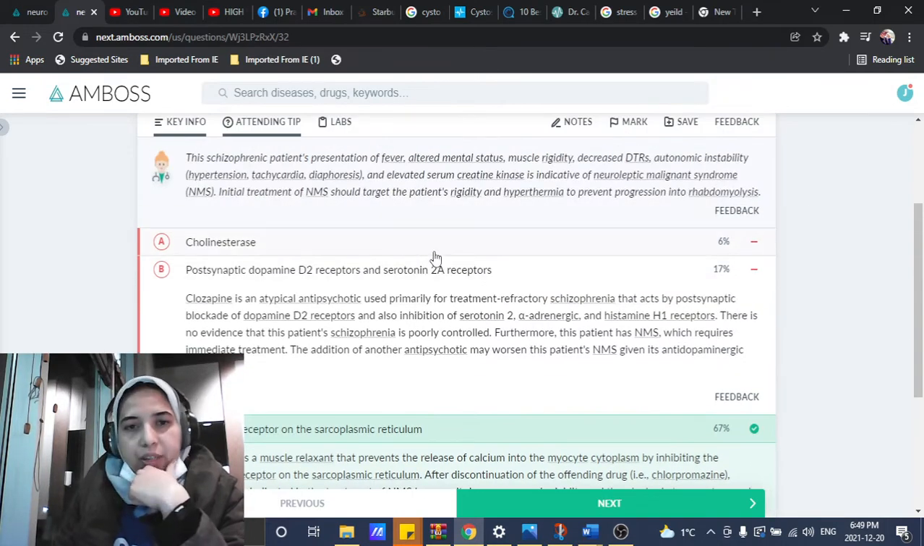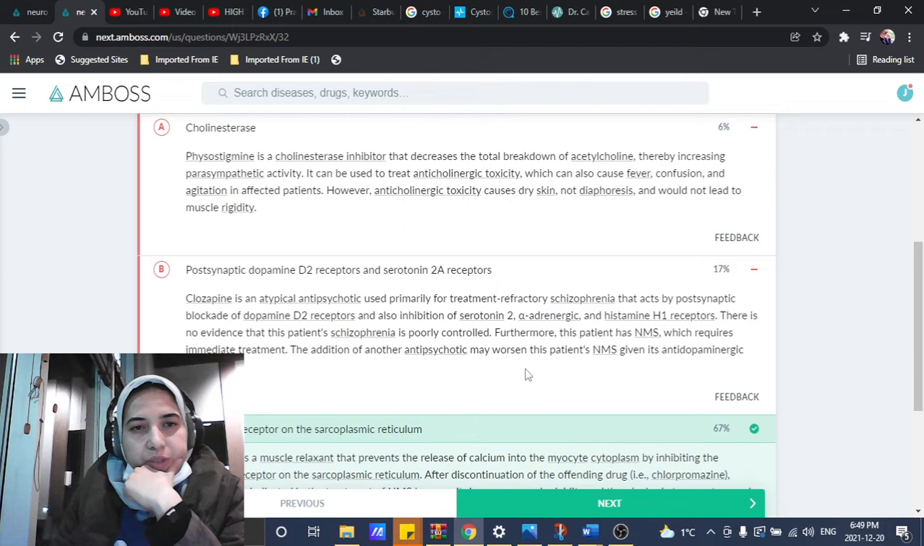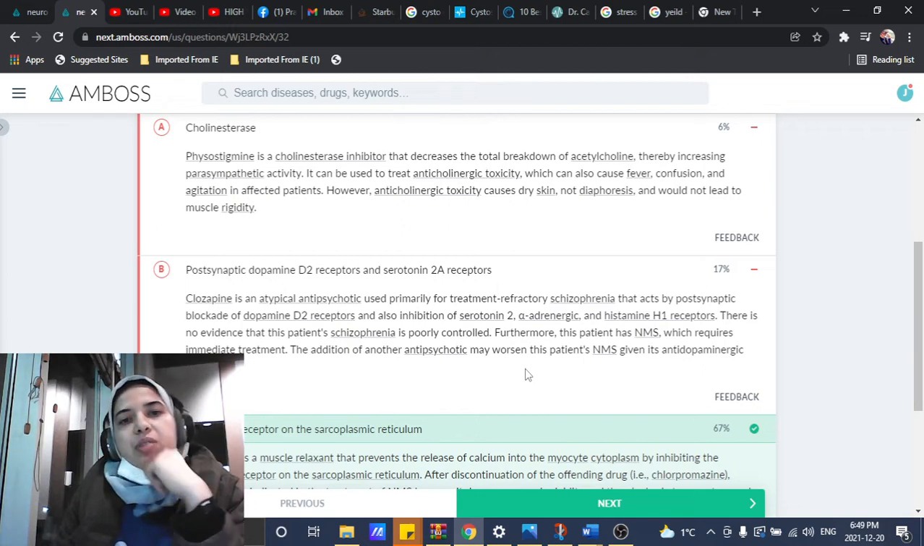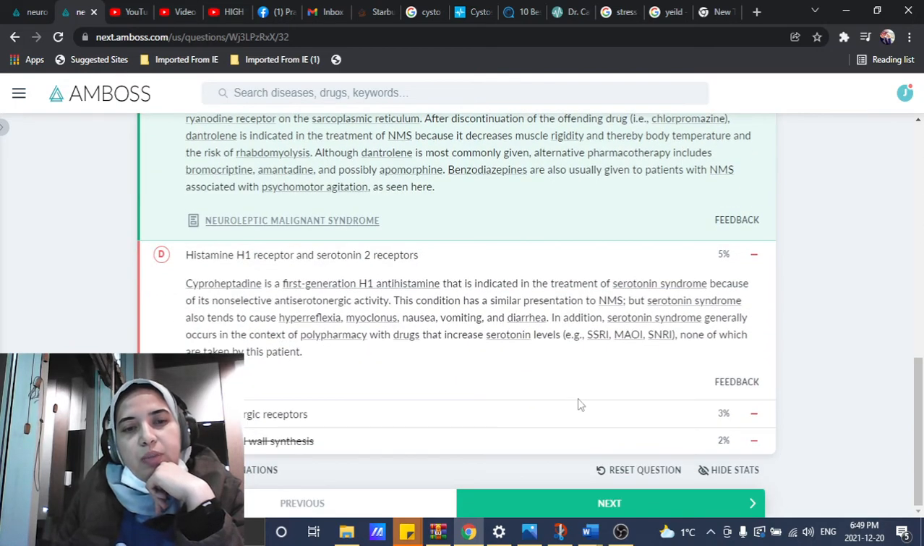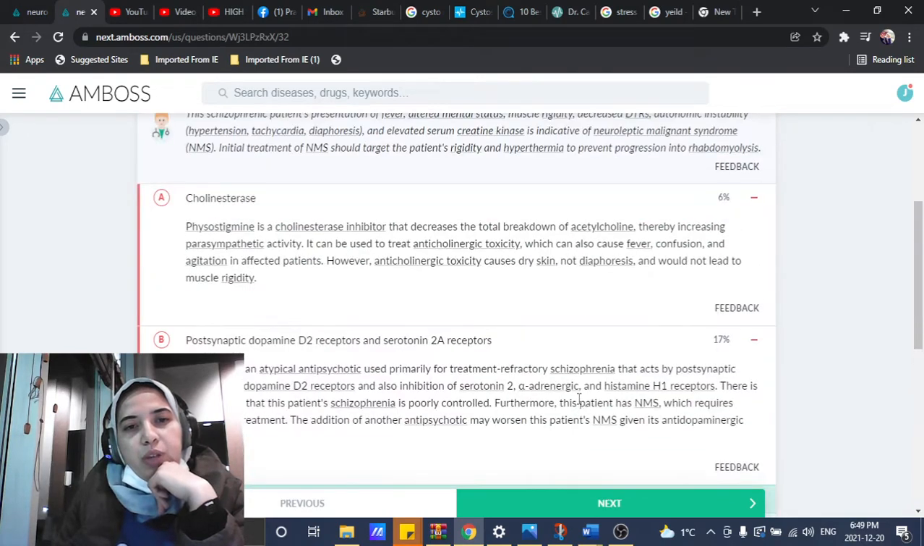Okay, cholinesterase. Physostigmine is a cholinesterase inhibitor that decreases the breakdown of acetylcholine, thereby increasing parasympathetic activity. But we don't have the signs of that. We don't have the dry skin or the diaphoresis that would have led to muscle rigidity. It doesn't match this patient's case. Is the drug that's treating him working on a histamine receptor or serotonin 2 receptor?